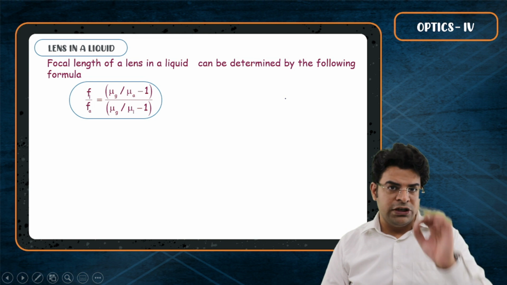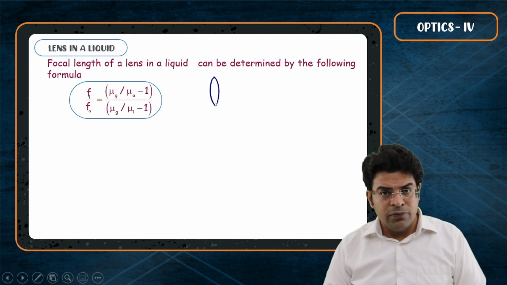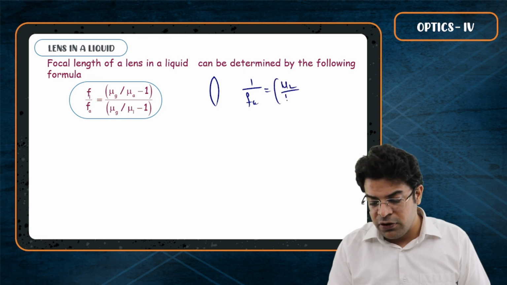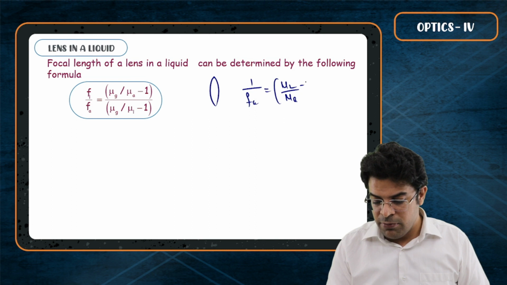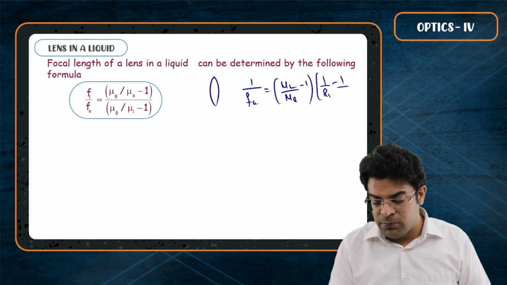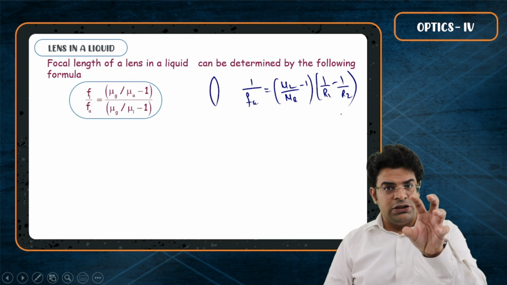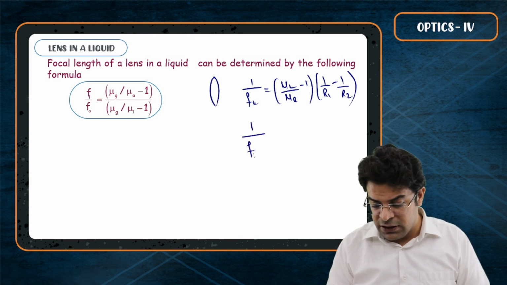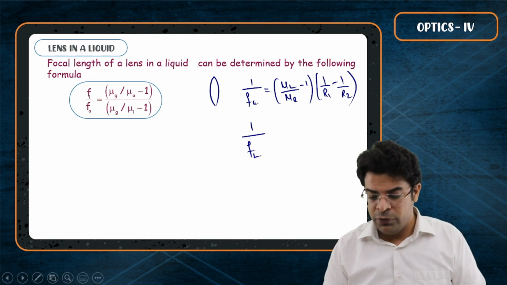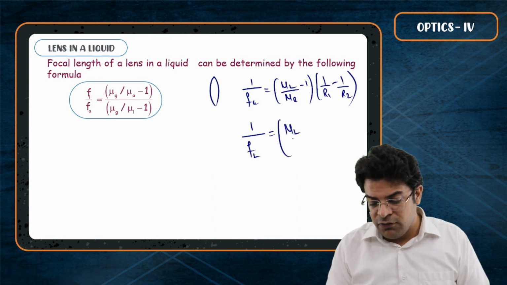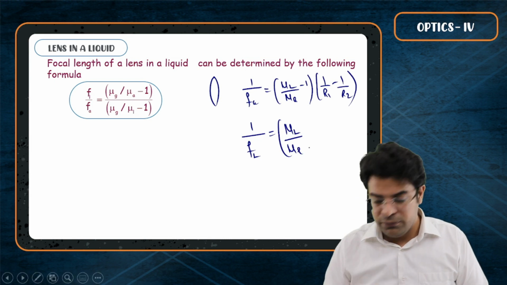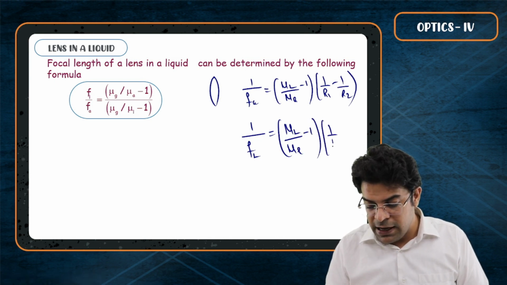You can write two equations. One, when the lens is in air, you will write 1 upon focal length in air equals to refractive index of lens upon refractive index of surrounding, which is air, minus 1 into 1 by R1 minus 1 by R2. And once you have submerged this lens inside a fluid, you will say that 1 upon focal length in the fluid, let's call it 1 by FL, equals to refractive index of lens upon refractive index of the surrounding fluid, let's call it L, surrounding liquid, minus 1 into 1 by R1 minus 1 by R2.